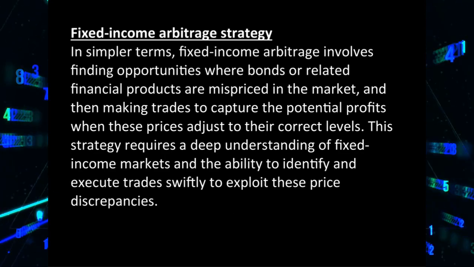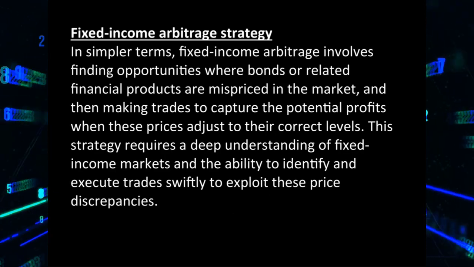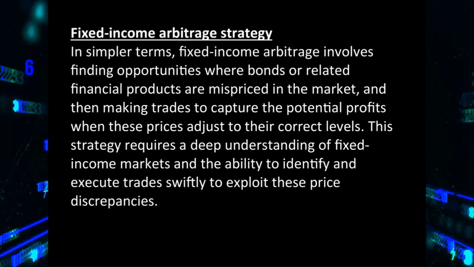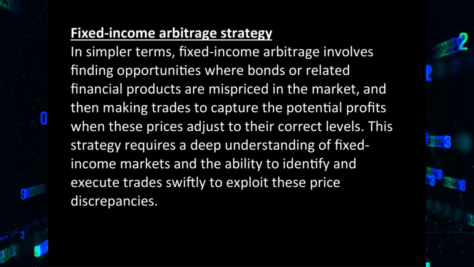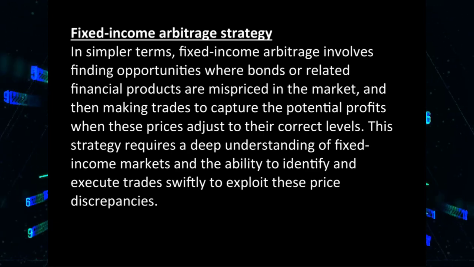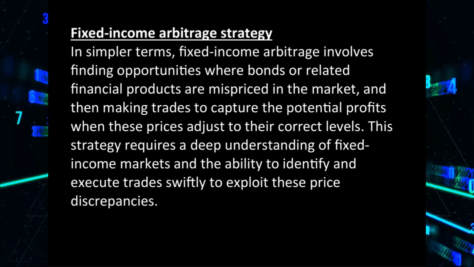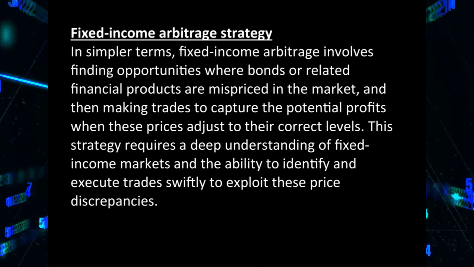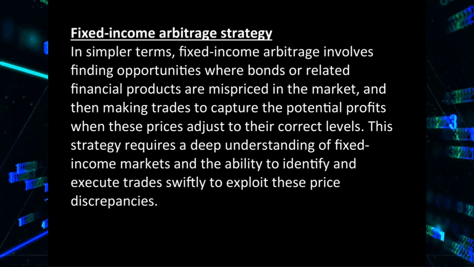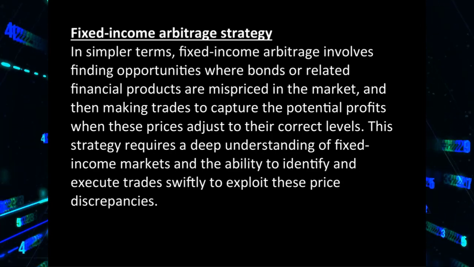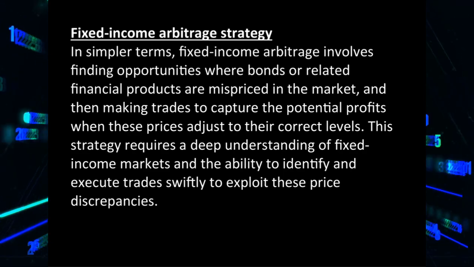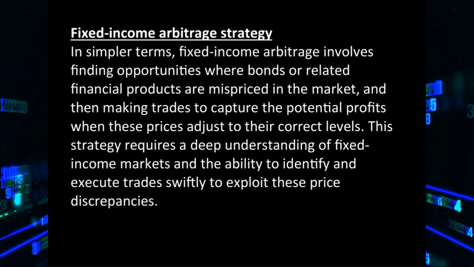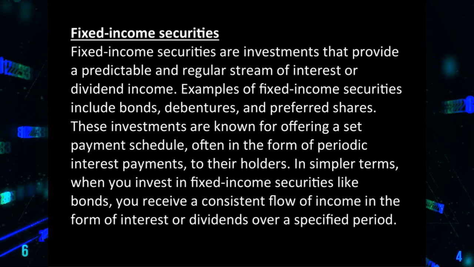Fixed income arbitrage strategy. In simpler terms, fixed income arbitrage involves finding opportunities where bonds or related financial products are mispriced in the market, and then making trades to capture the potential profits when these prices adjust to their correct levels. This strategy requires a deep understanding of fixed income markets and the ability to identify and execute trades swiftly to exploit these price discrepancies.